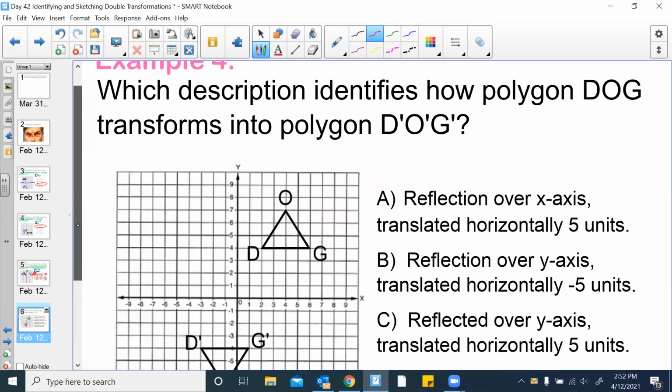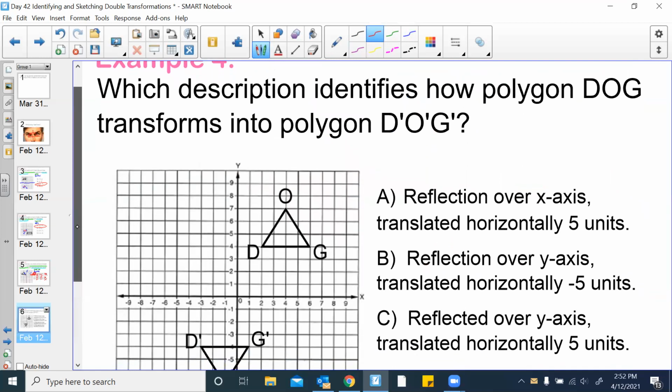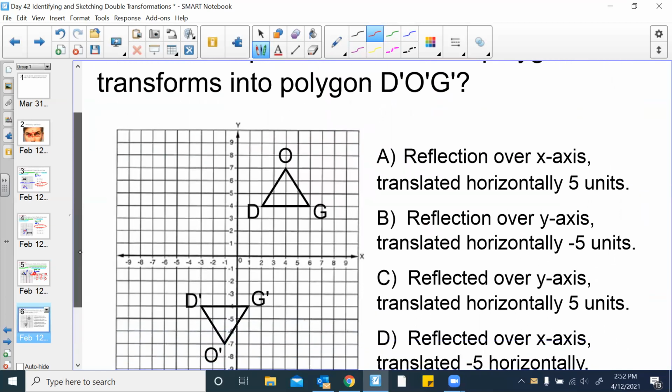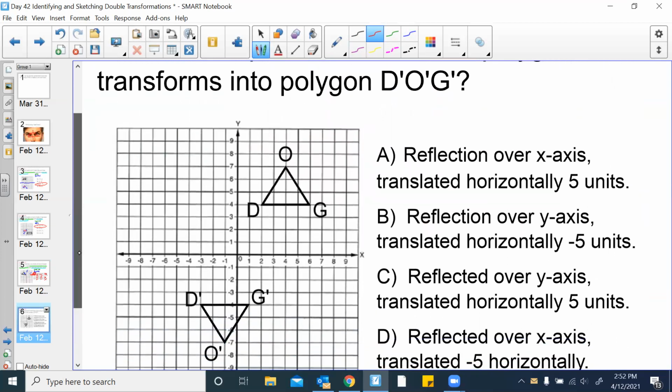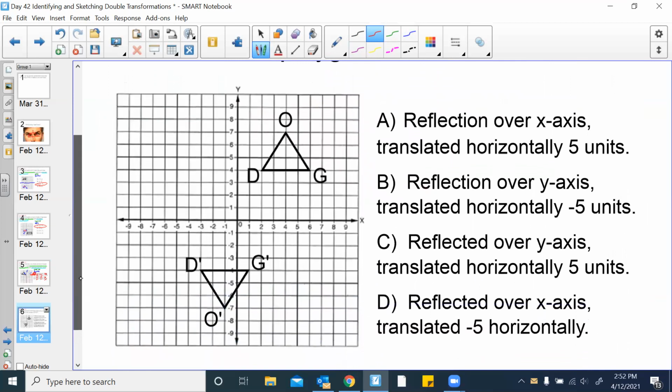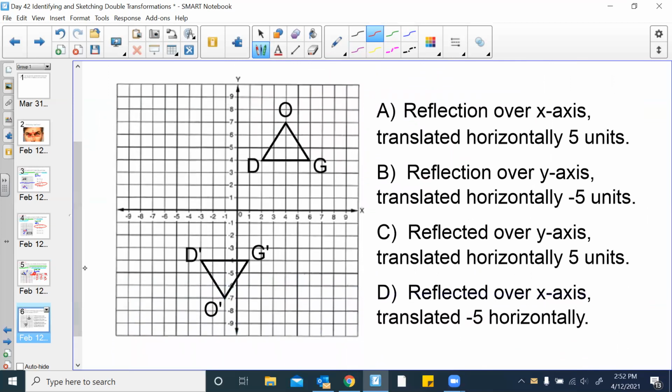All right, which description identifies how the polygon DOG transforms into D prime, O prime, G prime, or DOG prime? So let's start how we want to do this. Let's just go down the list, A, B, C, D, and we'll just pick one point and see if we follow the directions, if it puts it where it needs to be. So reflect over the x-axis. Let's start here.